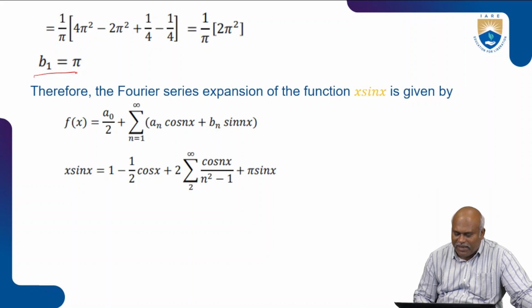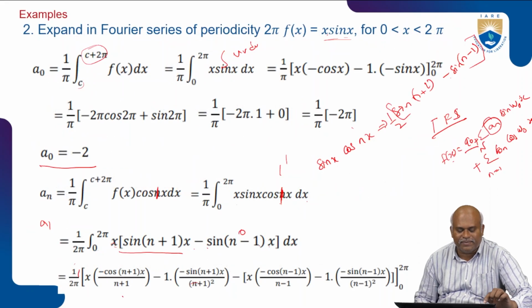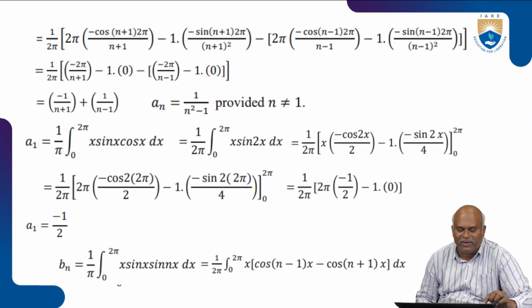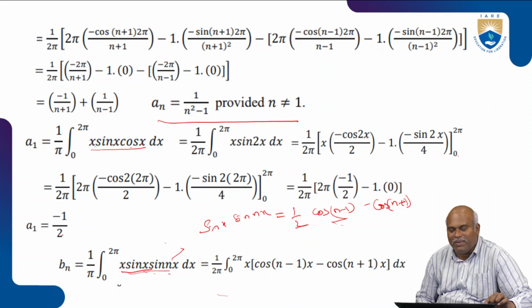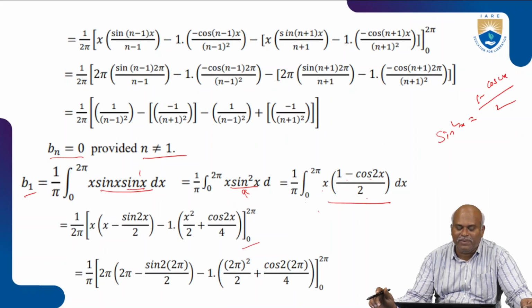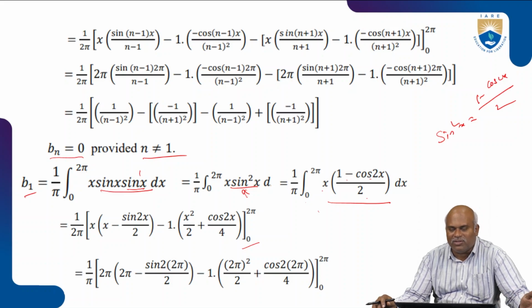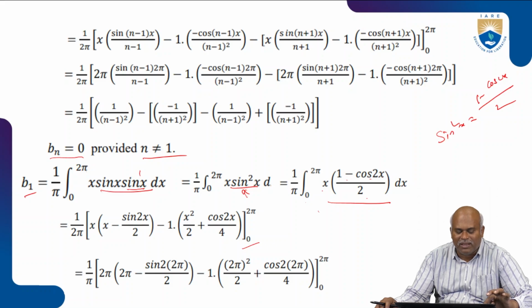Okay. Now we find both the coefficients. We find a0 equal to minus 2. We find that a of n is equal to 1 by n square minus 1, under the condition that n is not equal to 1. Then based on that condition, we find a1 equal to minus 1 by 2. After that, using the trigonometric Fourier condition, we find b of n equal to 0 when n is not equal to 1. For that condition, we need to find b1.